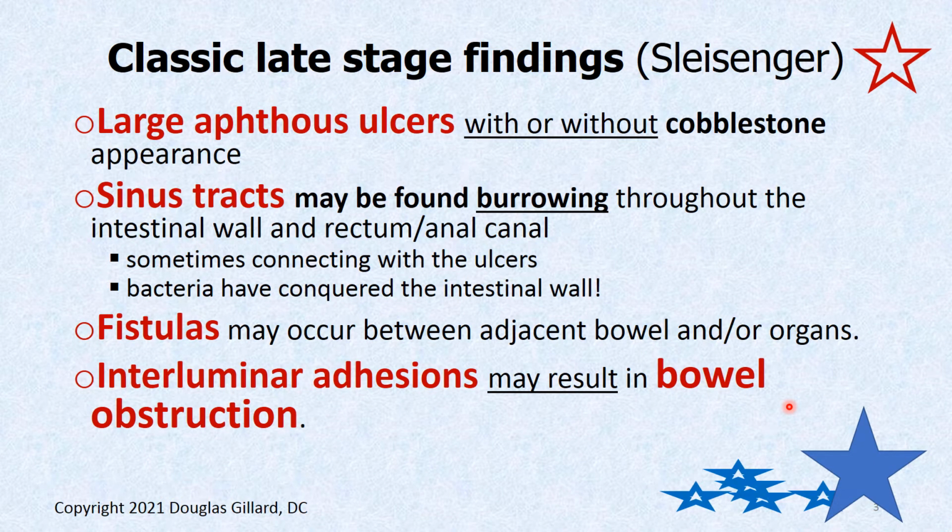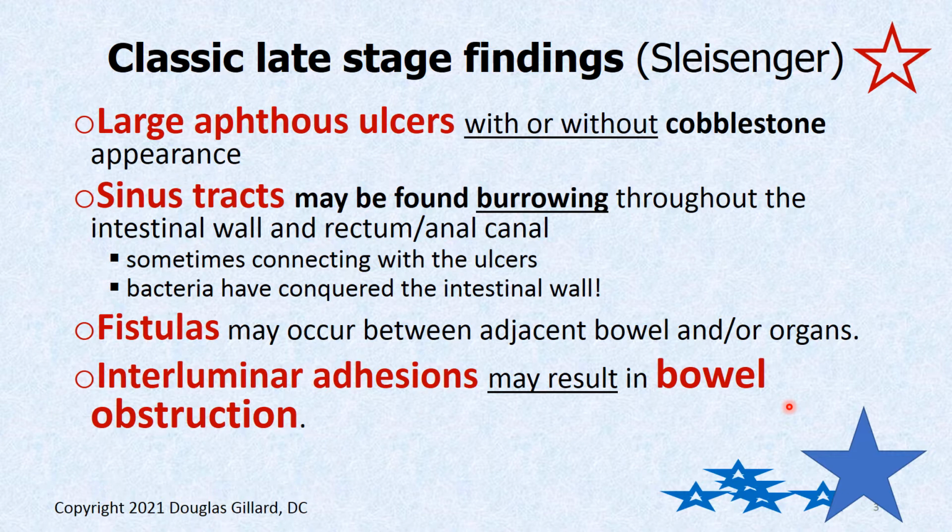So what are some of the late stage findings that you would see with endoscope and histological analysis? Large aphthous ulcers. We said one of the earliest signs of these are aphthous ulcers, which are canker sores in the affected region of the intestine. But later on in the disease, through the process of ulcers and healing and ulcers and healing over and over, you can start to get a cobblestone appearance.